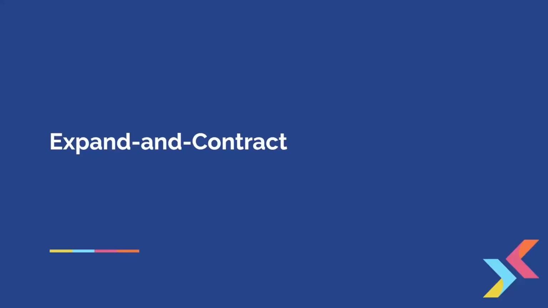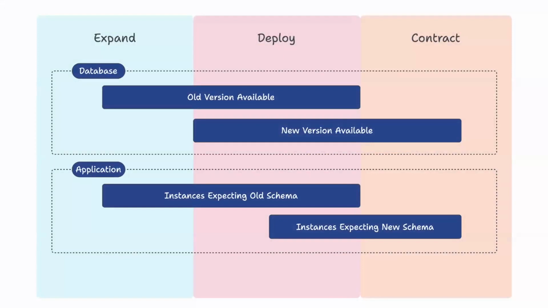Lastly, we have the expand and contract strategy. The expand and contract pattern, in essence, consists of 3 steps. Expand: the database is modified to tolerate old and new versions. Deploy: all the application instances are over time switched to the new version. And contract: the database is modified to work with only the new version of the application.